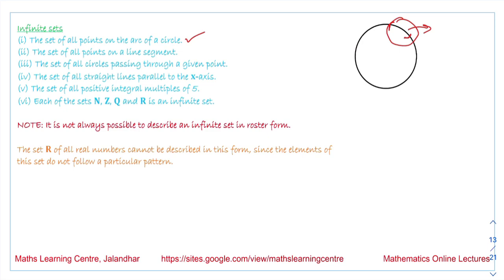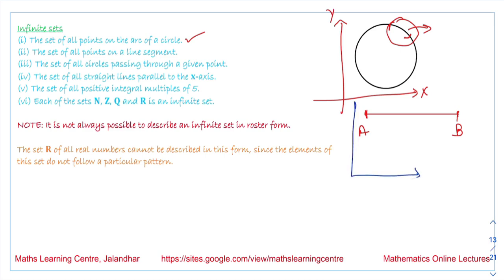Similarly, the set of all points on a line segment. Suppose this is a line segment AB, and we have to write the collection of all the points on the line segment. This is the XY plane we are talking about, and we want to write the collection of all points over here. So we cannot write all these, or we cannot count all these points. So this forms an infinite set.